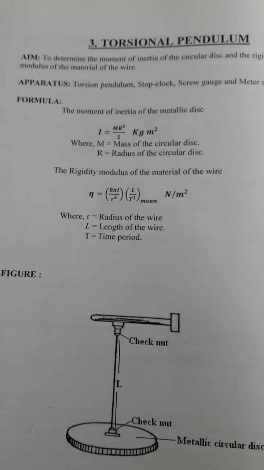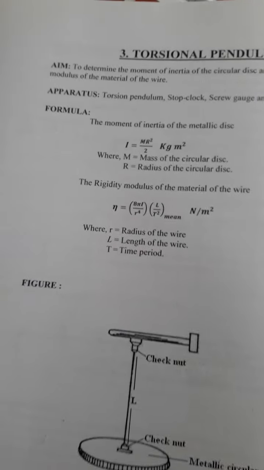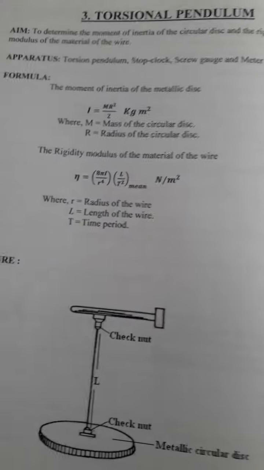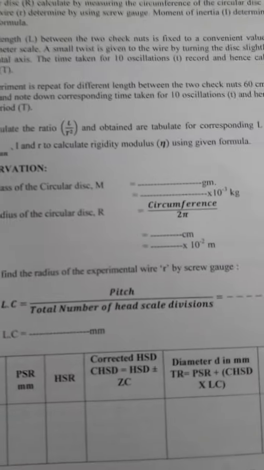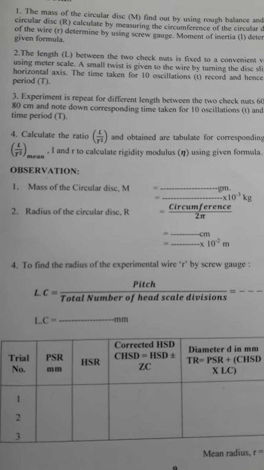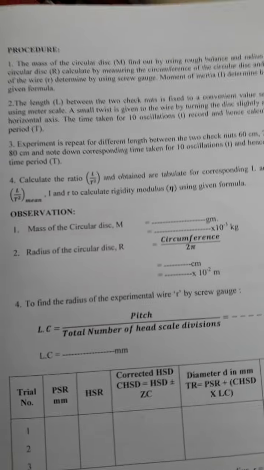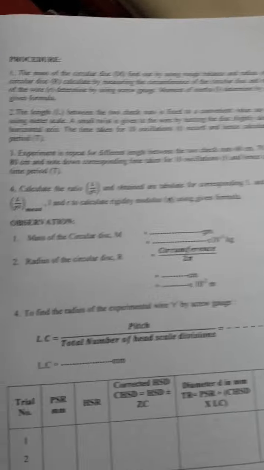How to calculate the time period? Before calculating the time period, we have some observations. Which are those observations? Taking the example of an already completed experiment, the record example, you can see it there.